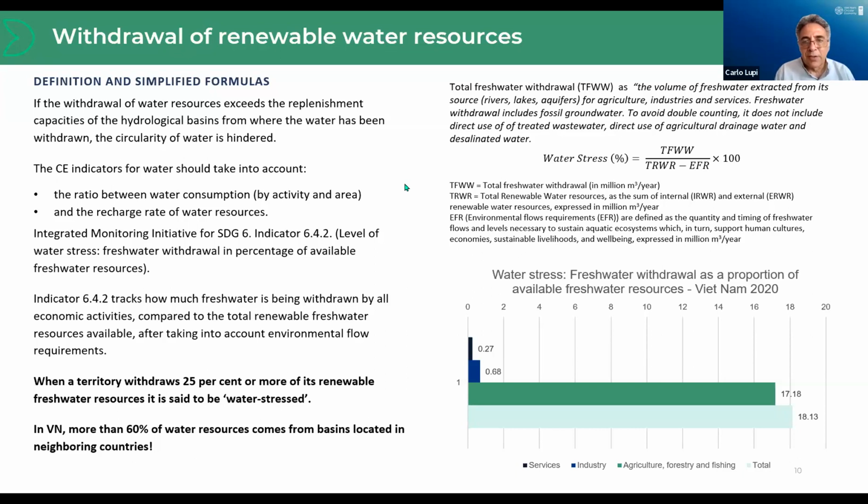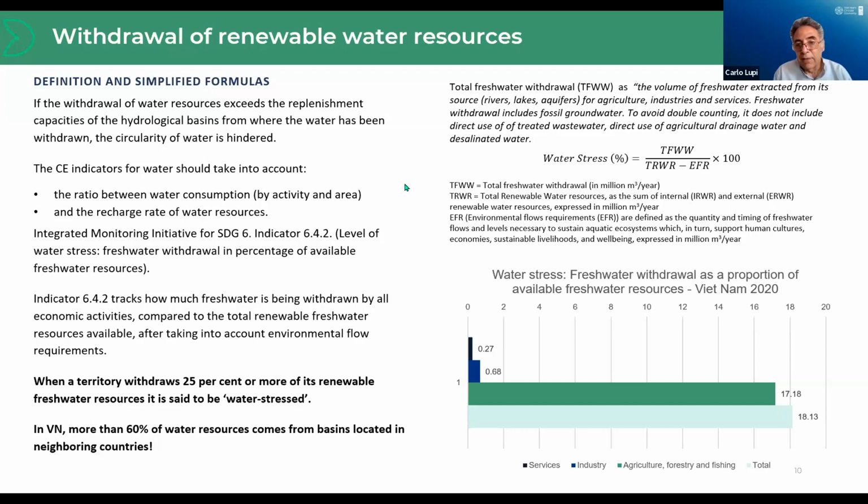But what is important to say here is that this indicator is actually the indicator proposed under the Sustainable Development Goal 6.4.2. This indicator tracks how much fresh water is being withdrawn by all economic activities compared to the total renewable freshwater resource available, after taking into account environmental flow requirements. And in general, it is thought that when a territory withdraws 25% or more of its renewable freshwater resources, it is said to be water stressed.